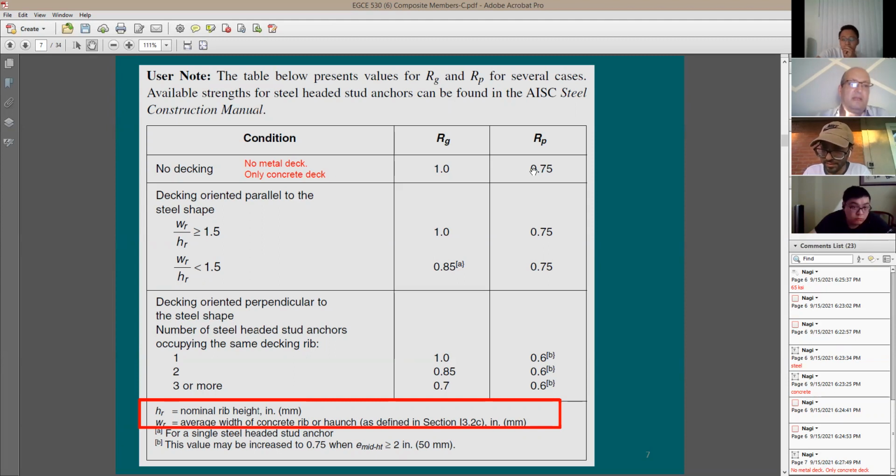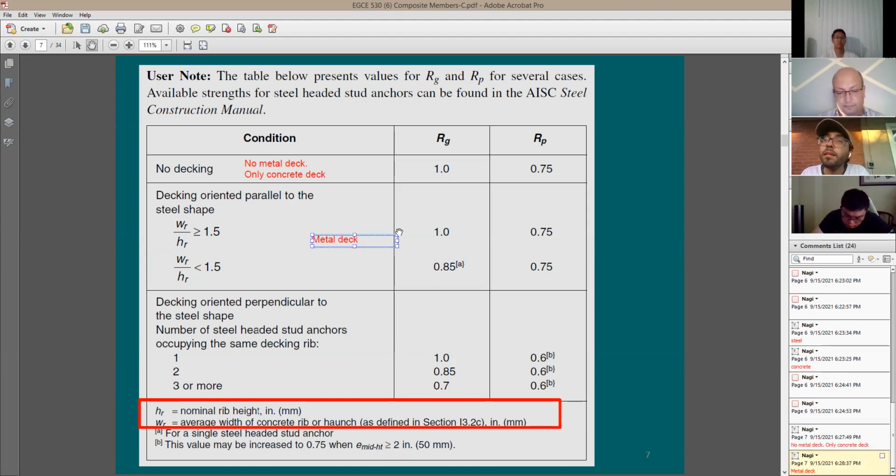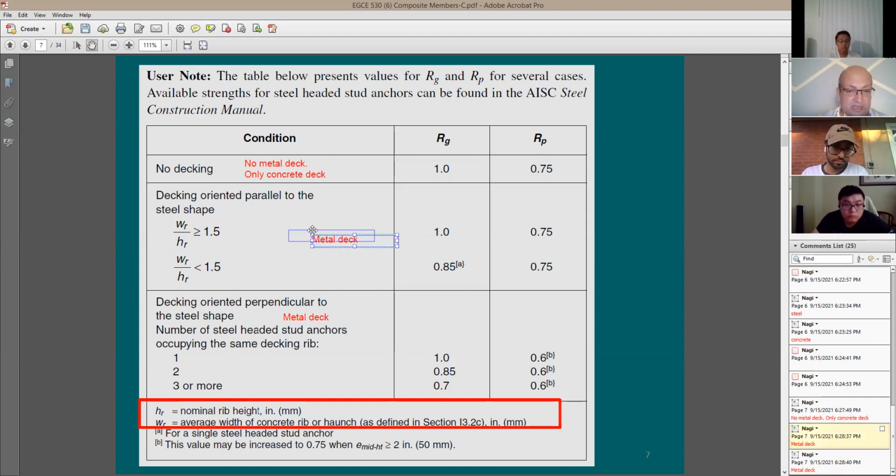Now, metal deck, and this also is going to be metal decks. When it says here decking, it means metal deck. So let me write this. Let's see here, metal deck. This also gave me the metal deck case. This gave me only concrete deck. So does it mean only metal deck? I'm going to say yes, metal deck and concrete deck. Someone's going to say, does it mean that you don't have concrete deck? I'm going to say no. And both of them.